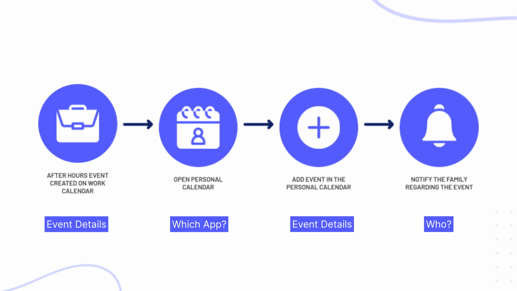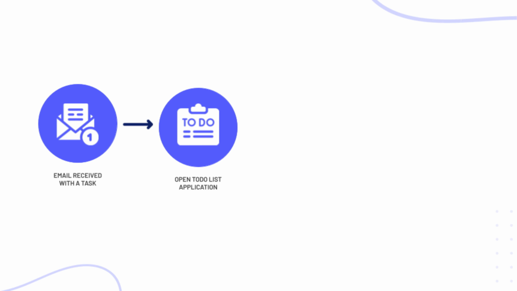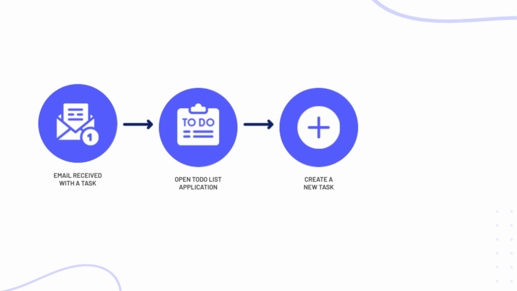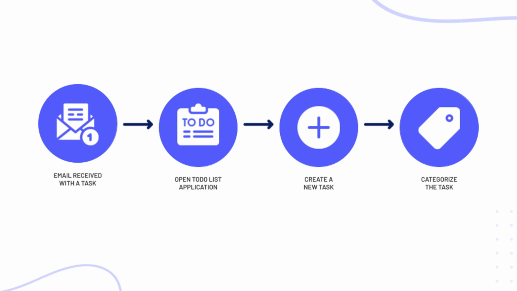The other one, let's say in this case, you receive an email and the email contains a task for you. Someone emails you that, hey, this is what you need to do. It could be your manager, it could be your team, it could be your client, whoever. You receive an email with a task. So typically you would, obviously everyone has different systems, but in this example, the person is opening their to-do list application, and then they're going to create the task in their to-do list application based on what they received in the email. And then finally, once the task has been created, they categorize the task.